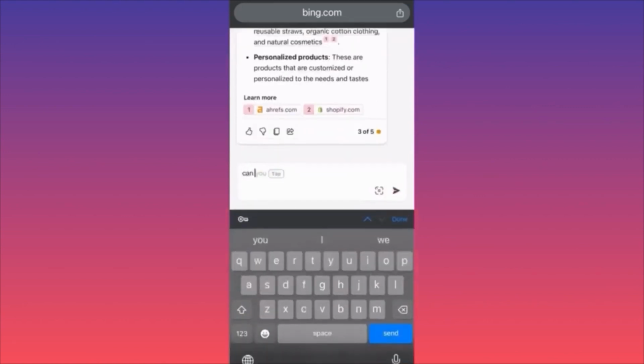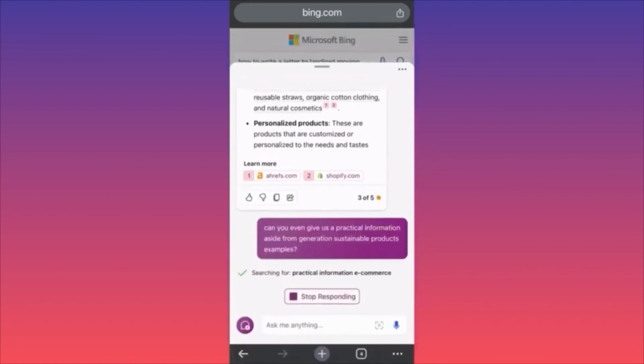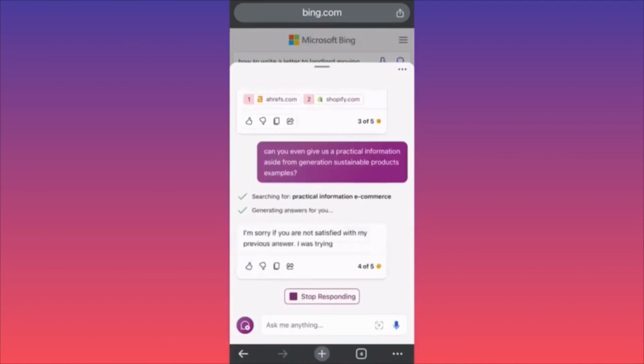Can you even give us practical information aside from generic sustainable products examples? Let's see. It keeps giving us this same text.